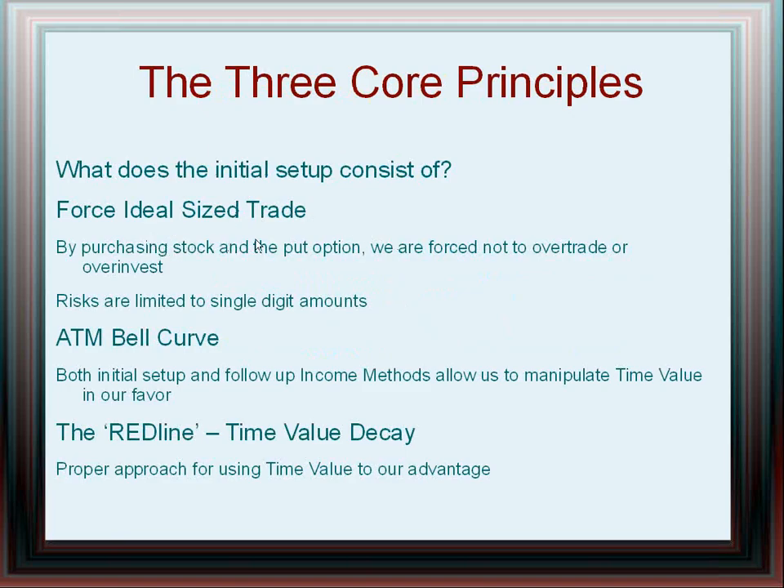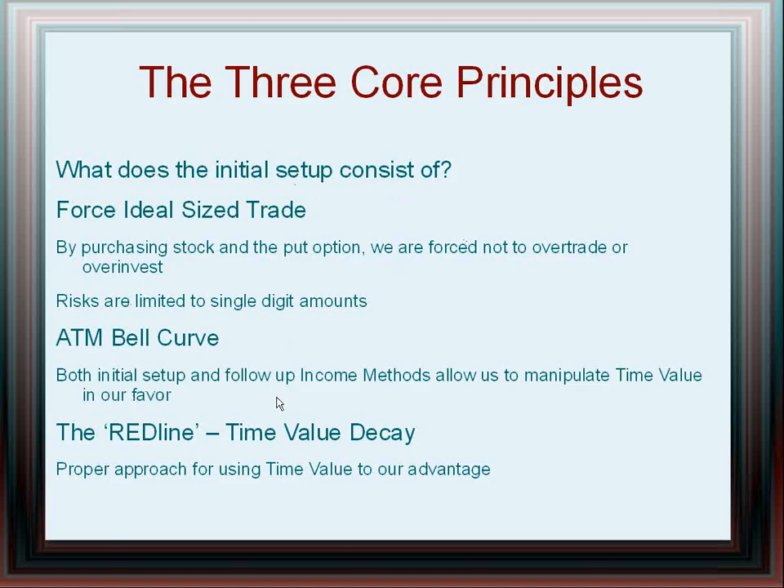Now, forcing an ideal size trade, one of the 3 core principles. By purchasing stock and the put option, we're forced not to overtrade or overinvest. Later on, we're going to get into a comparison of setting up the RPM position we just saw versus setting up an out-of-the-money long call at the same time, or substituting an in-the-money long call for stock and buying the put, and how that can lead to trouble with overtrading because you're not forcing yourself into an ideal size trade.